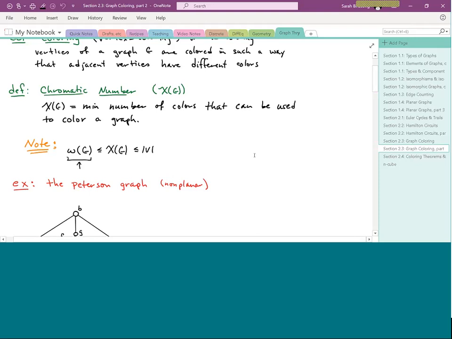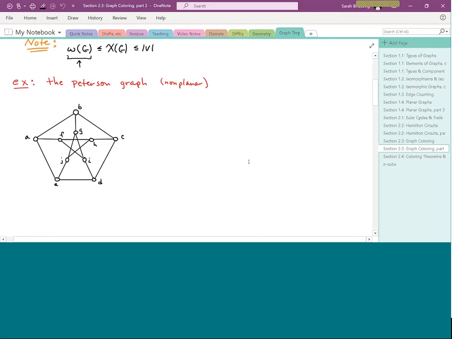Now, in terms of what we're going to do today to finish up section 2.3, we'll end at sort of an application of coloring, but what I wanted to do is two big things. One is we'll look at another example where we try to find the chromatic number of a graph. This is actually the Petersen graph, which is a famous graph.